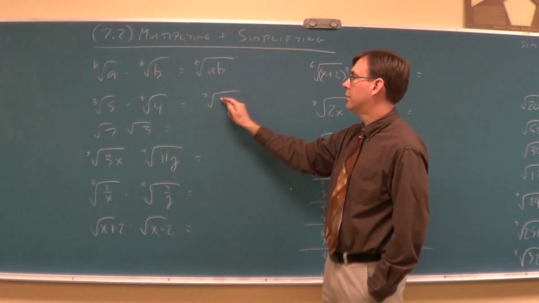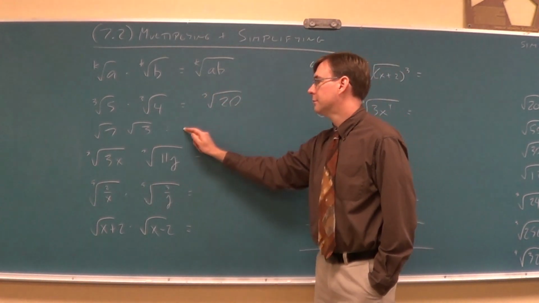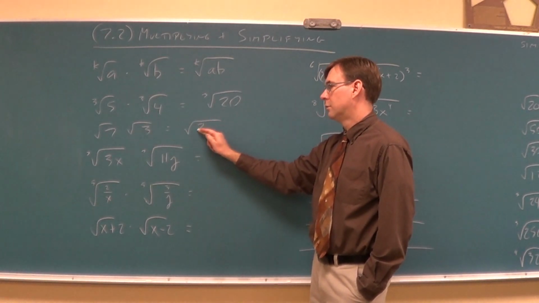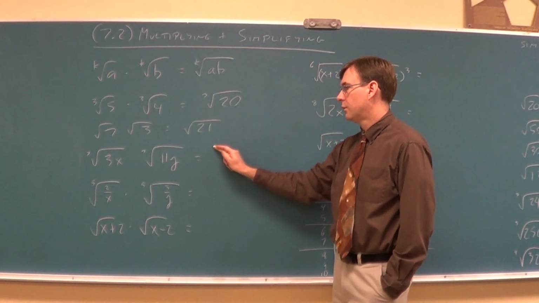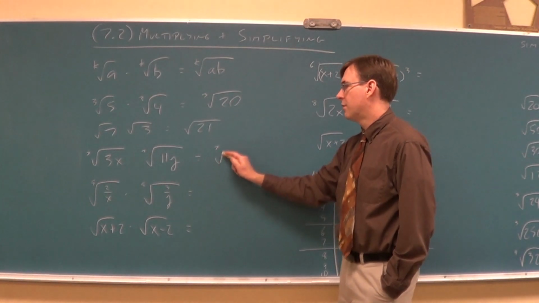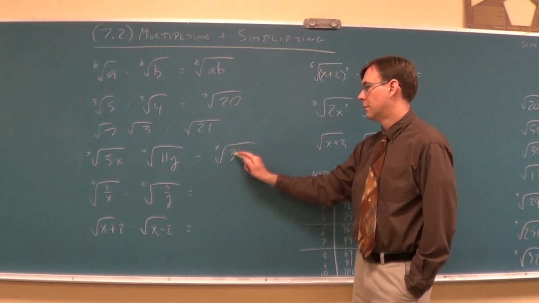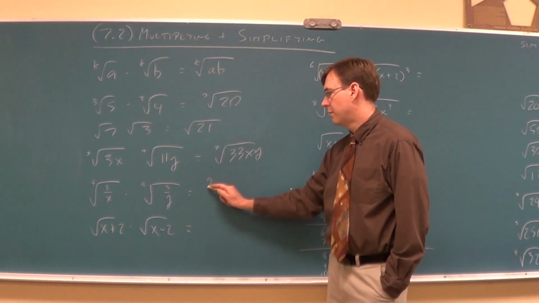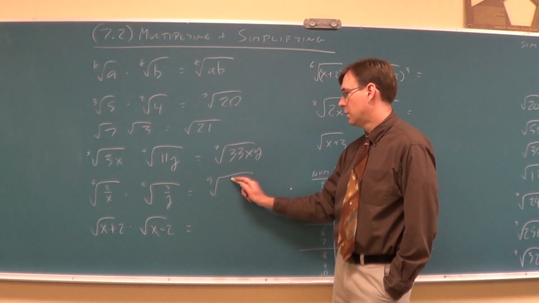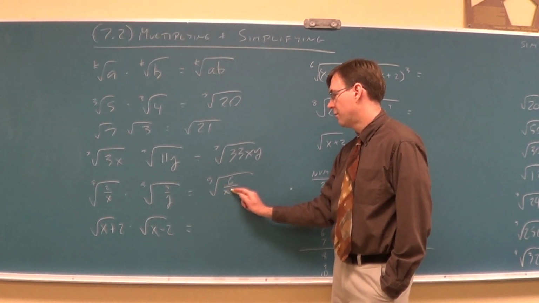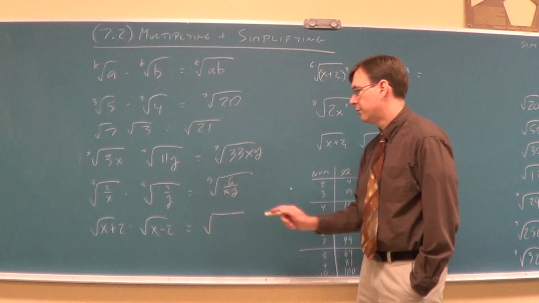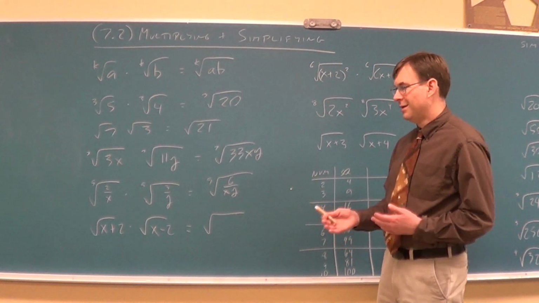Cube root of 1? 7. No. Square root of 21. 21. I didn't see that. Seventh root, 33xy. 33xy. Fifth root, 6 over xy. Square root, x plus y times x minus y.